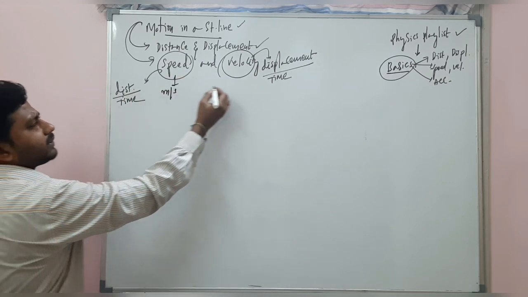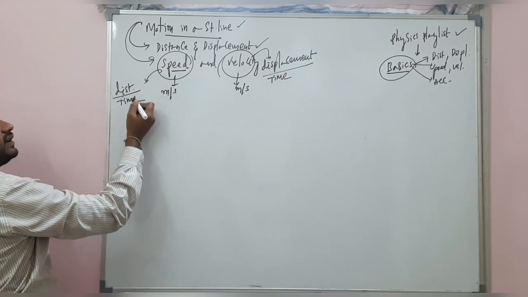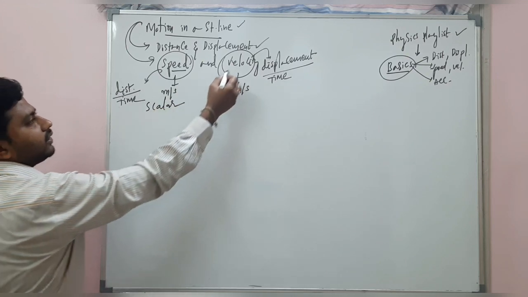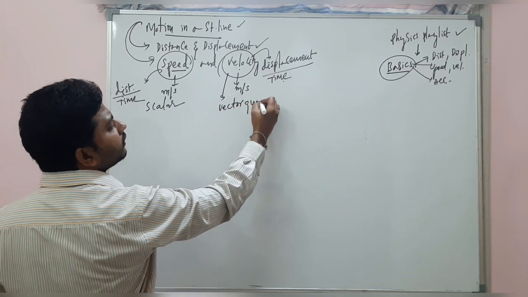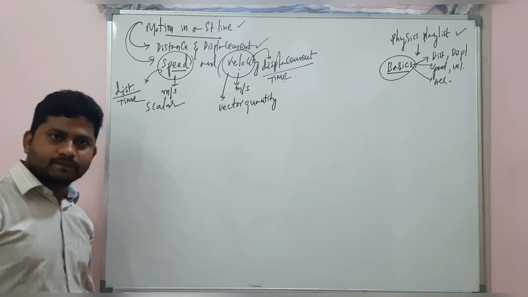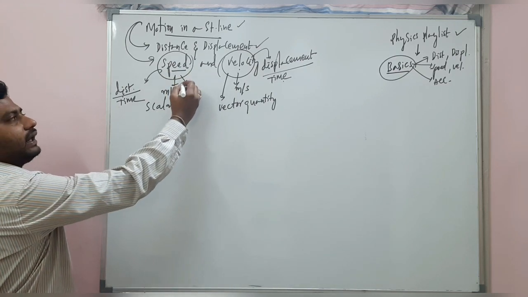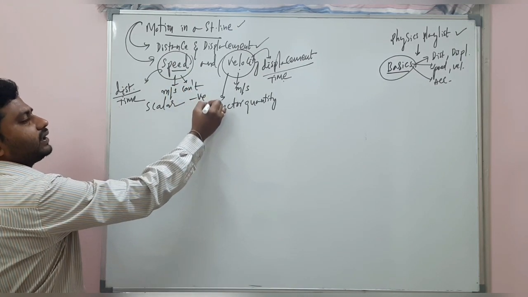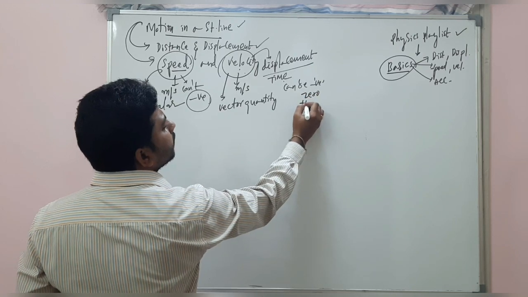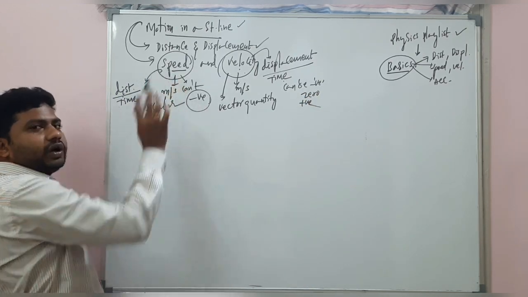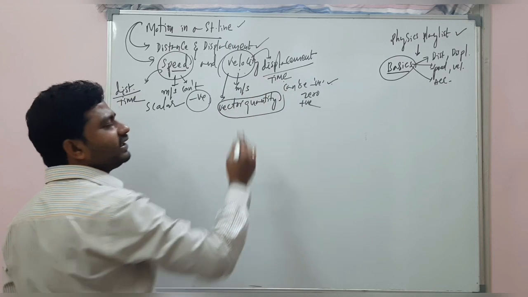The SI unit of speed is meter per second, and the SI unit of velocity is also meter per second. Speed, as it is distance by time, is a scalar quantity. Velocity, as it is displacement by time, is a vector quantity. Clear? Alright? Now, speed cannot be negative. But velocity can be negative, 0, or positive. Speed can be only 0 and positive, but velocity can also be negative as it is a vector quantity, just like displacement.